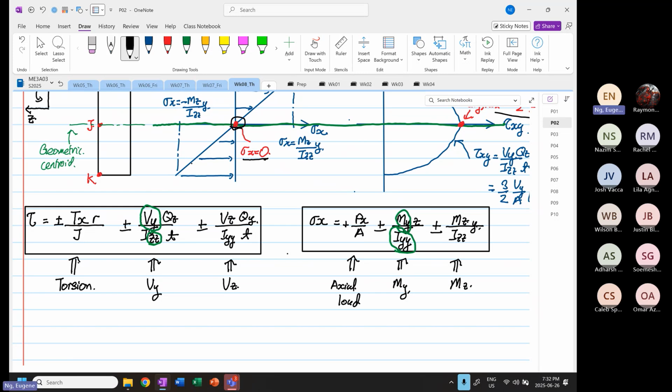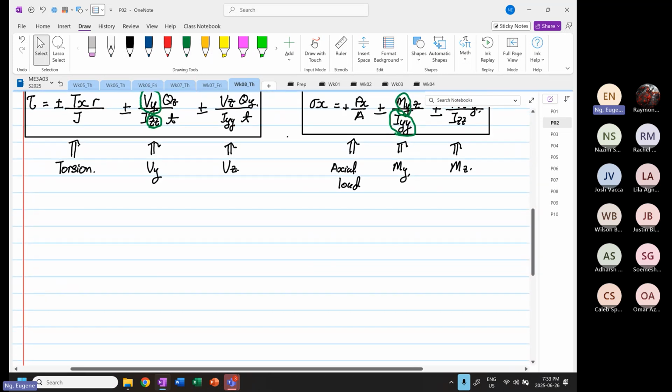Now, why I do this is I want you to look at the pattern of the formula, right? In the shearing stress, when you have Vy, you divide by what? Izz. When you have Vz, you divide by Iyy. Whereas in the normal stress, when the bending moment is about the y-axis, you divide by the I about yy. When the moment is about the z-axis, you take Izz. Okay, so there is a very distinct difference.